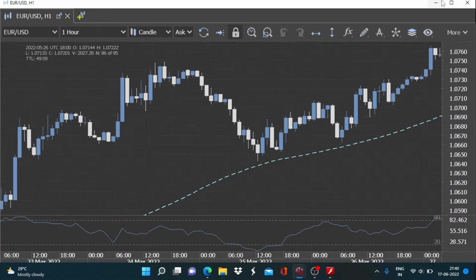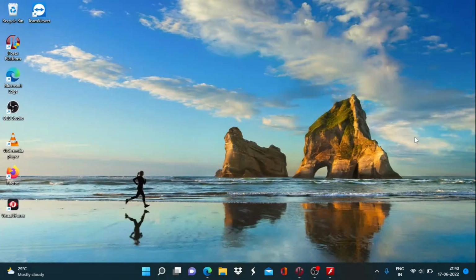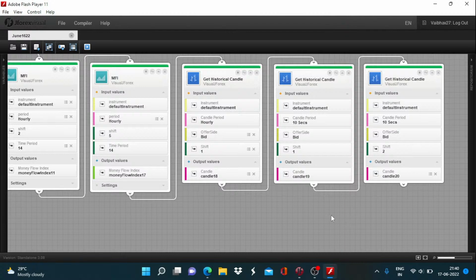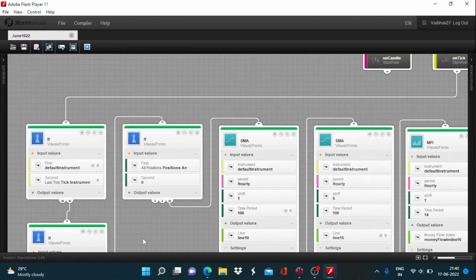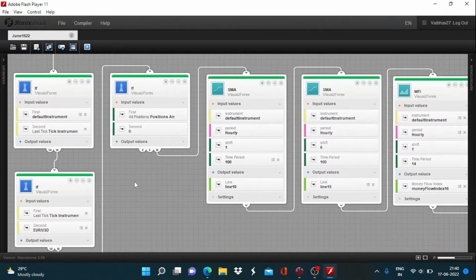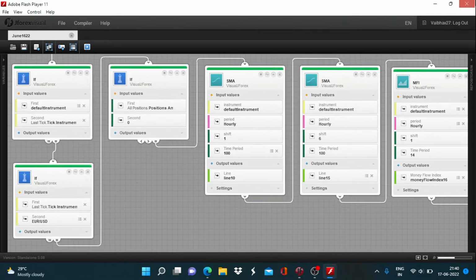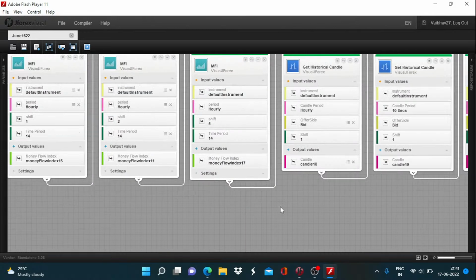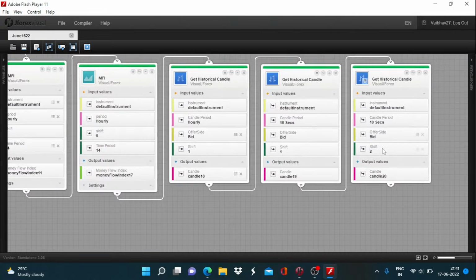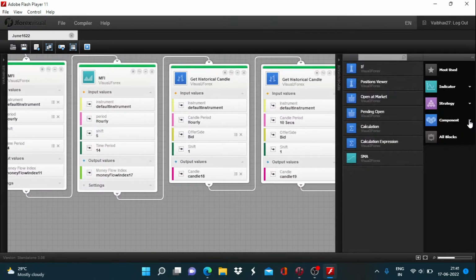So now we go back to the Visual JForex board and try to get the implementation done. Okay. So let us now start with multiple action.